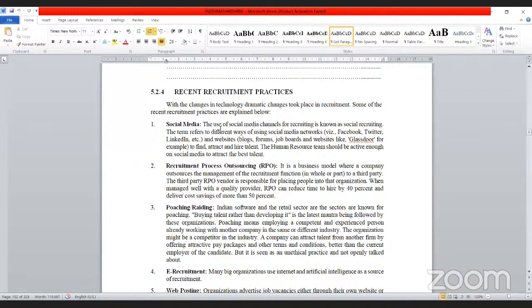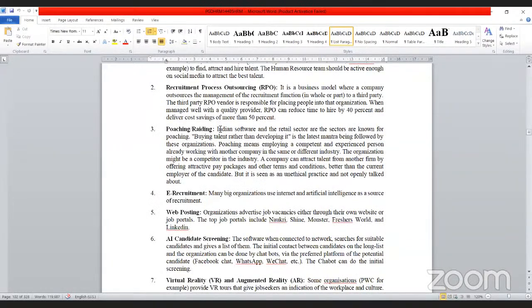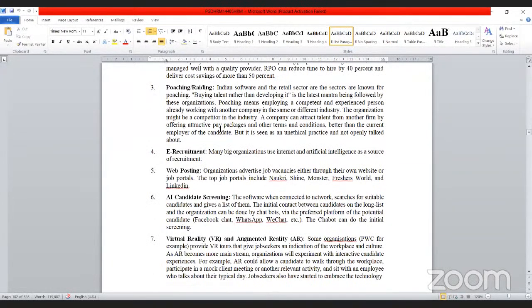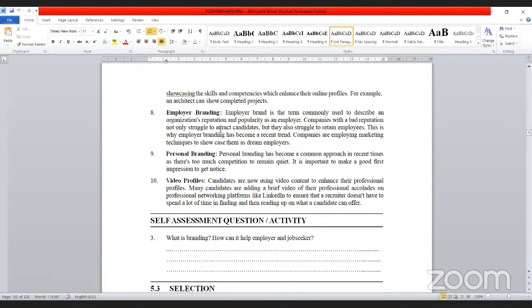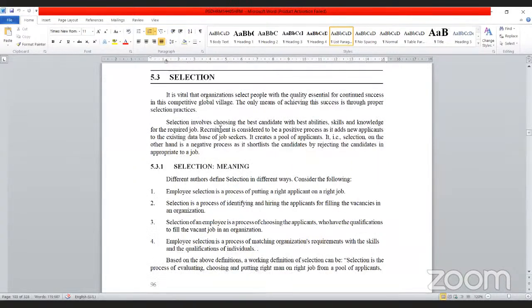The practices that companies follow for recruitment include social media, which is growing, and poaching or raiding, called the biggest mantra followed by organizations. An organization might be a competitor in the industry, but a company can attract talent from another firm as well. That is poaching and raiding. Then there is RPO, recruitment process outsourcing, where the company outsources the management of the recruitment function. Also e-recruitment, artificial intelligence, web posting, AI candidate screening, virtual reality, employee branding, personal branding, video branding, all these things.